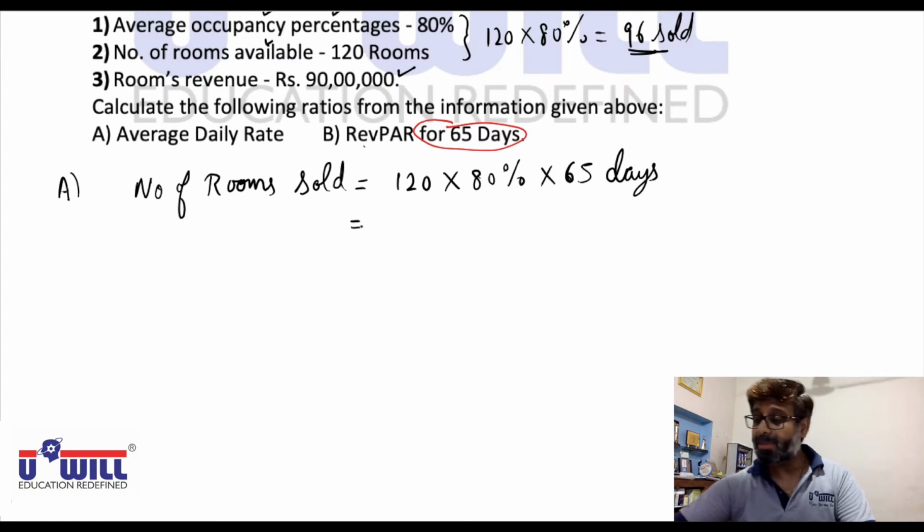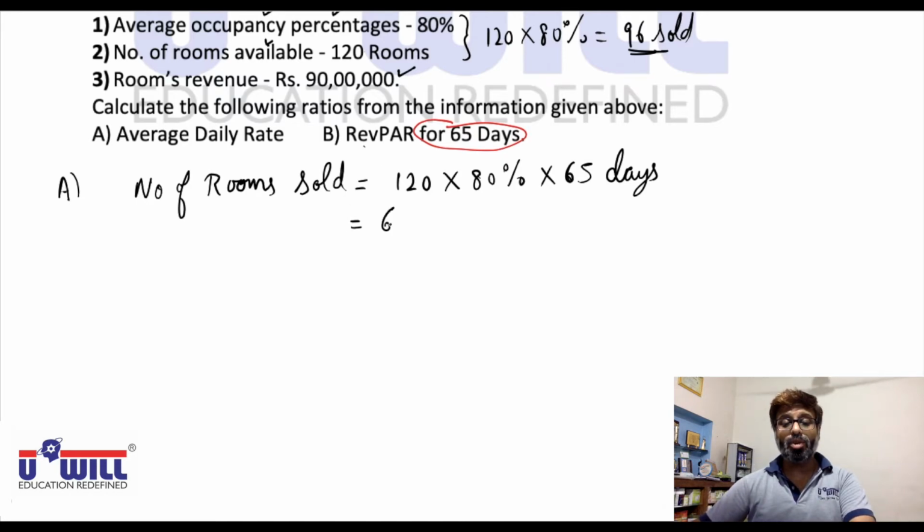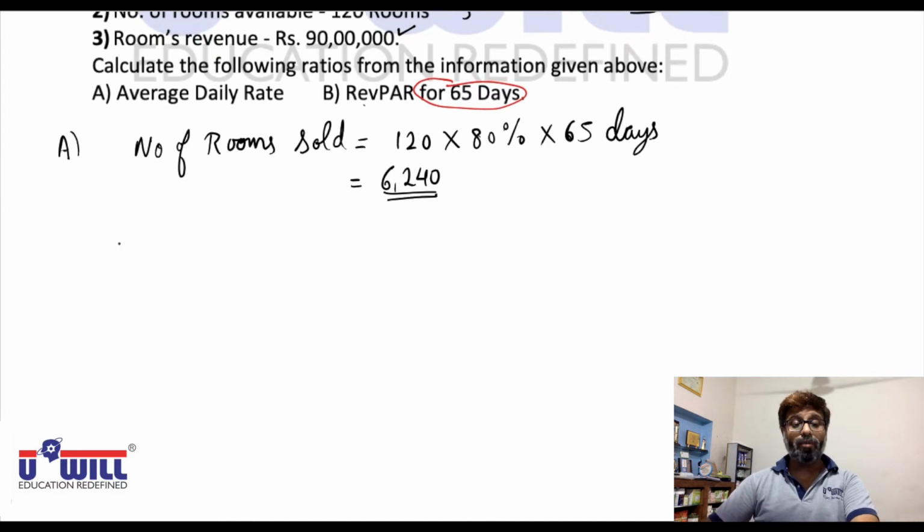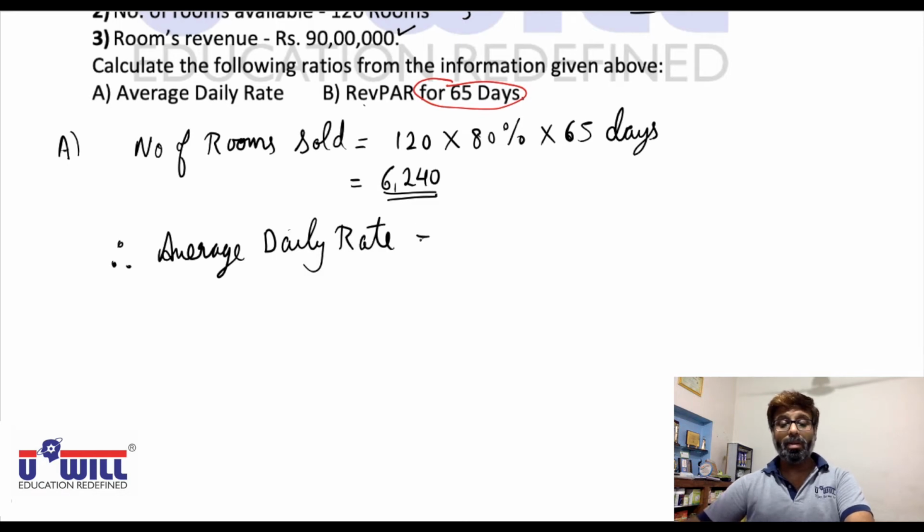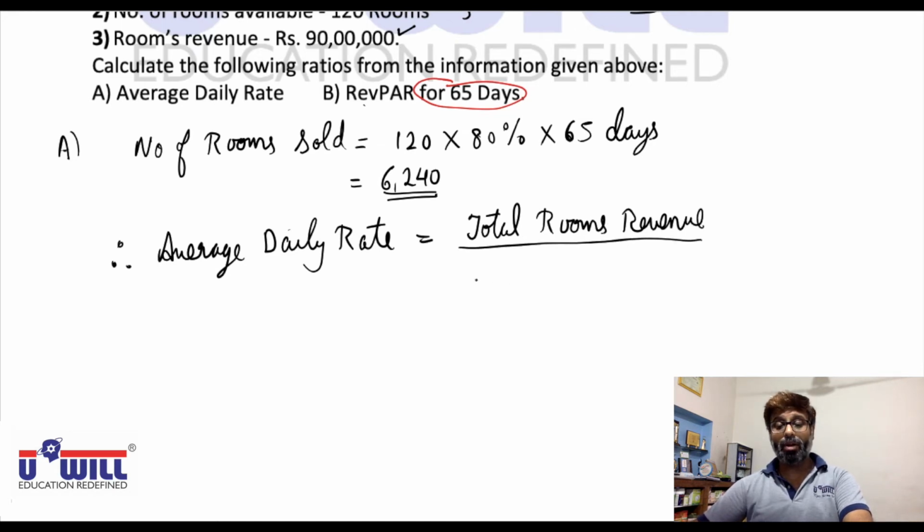So 120 into 80%, 96 into 65. 65 days total, how many rooms would be sold? 6240 rooms would be sold. Now total rooms revenue is 90 lakhs. So what would be average daily rate? Average daily rate will be equal to total rooms revenue divided by number of rooms sold. Okay, total rooms revenue divided by number of rooms sold.